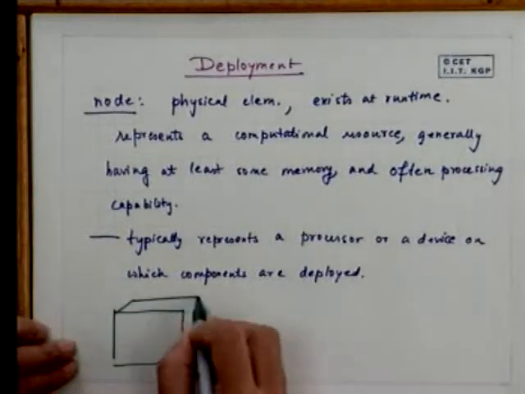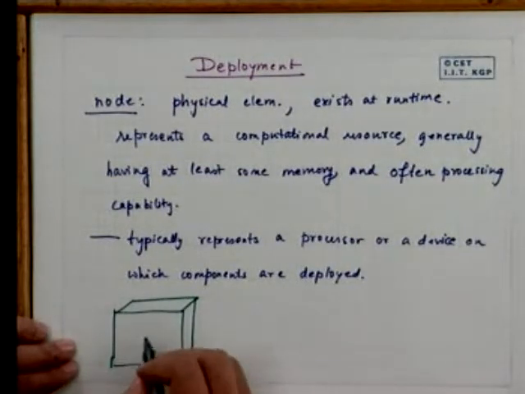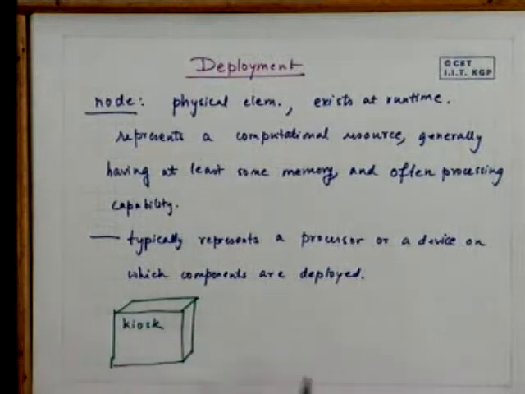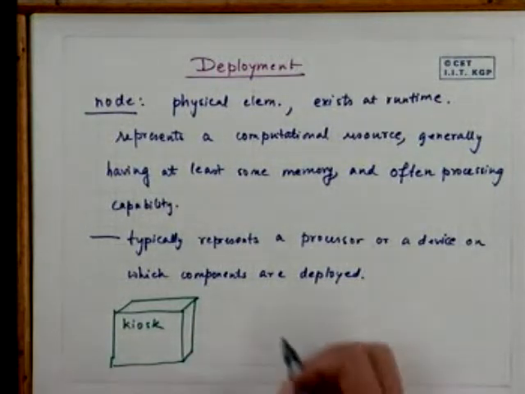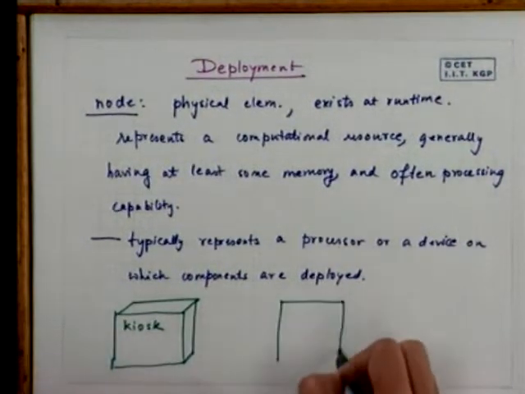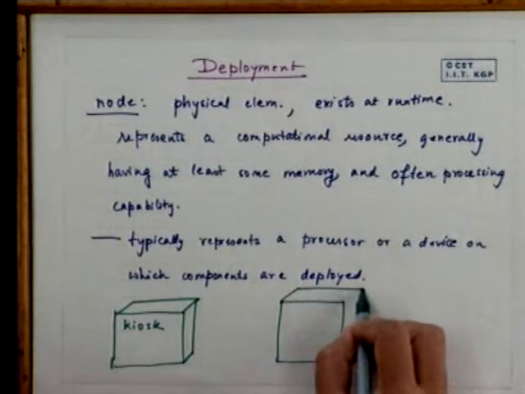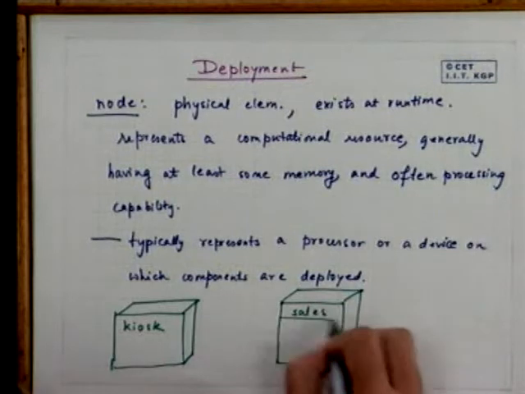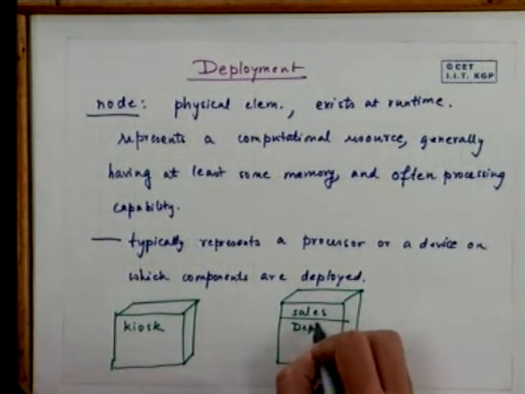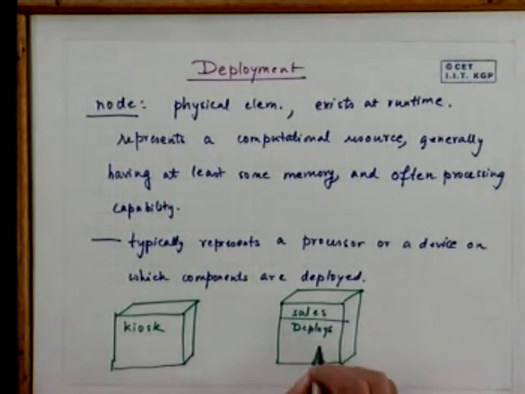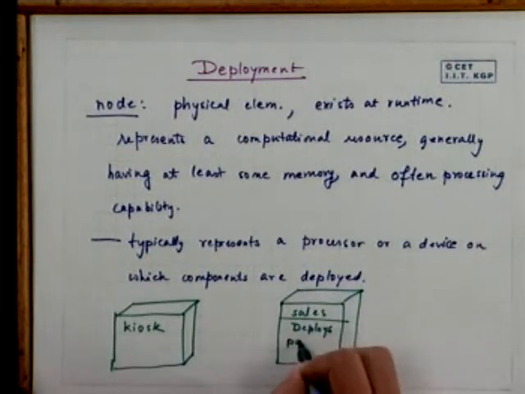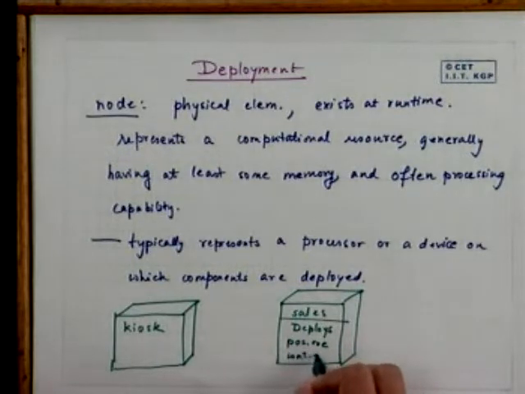A node is represented in the following manner. It is represented as a cube, and we write the name of the cube inside it. And we may also write the details, just as in classes. We can give the name and add that this node deploys the following components. So the sales node deploys cost.exe and cont.exe.